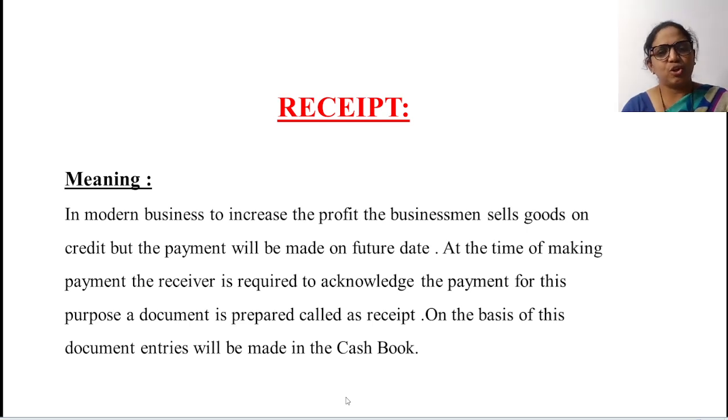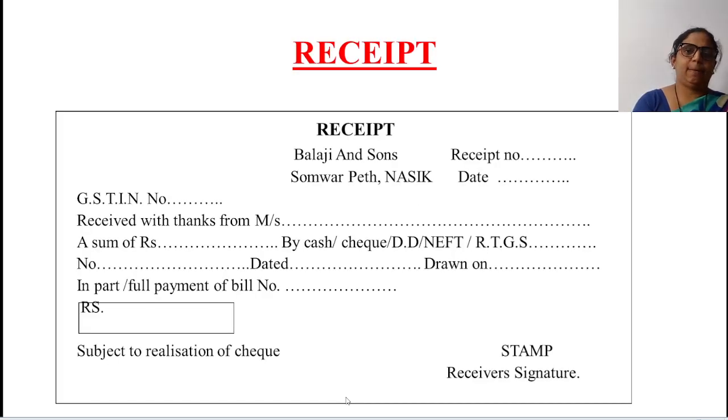On the basis of this document, entries will be made in the cash book. So always remember, every businessman wants to increase profit, so he sells goods on credit and the payment is made on a future date. But at the time of making the payment, the receiver is always required to acknowledge the payment. For this purpose, a document is prepared which is called a receipt. On the basis of this document, entries will always be made in the cash book. Okay, that was the meaning of a receipt. Further, we will see the specimen of a receipt.